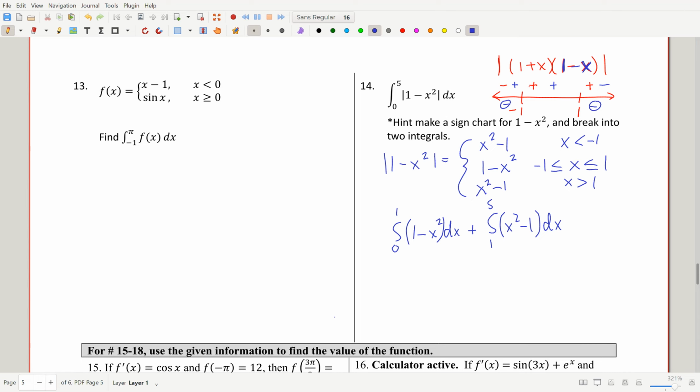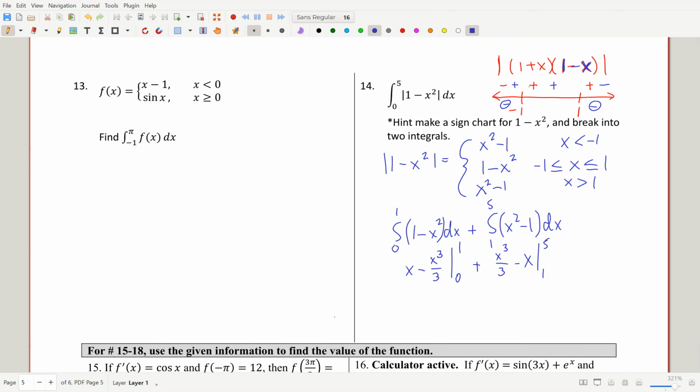Okay. So following our antiderivatives, the antiderivative of 1 is x, and the antiderivative of x squared is 1/3 x cubed, or I'm just going to write x cubed over 3. We've got to evaluate that from 0 to 1. And then not much different over here. It's the same 2 things with different signs. So we have x cubed over 3 again, minus x. I got ahead of myself in my brain there, and that's from 1 to 5.